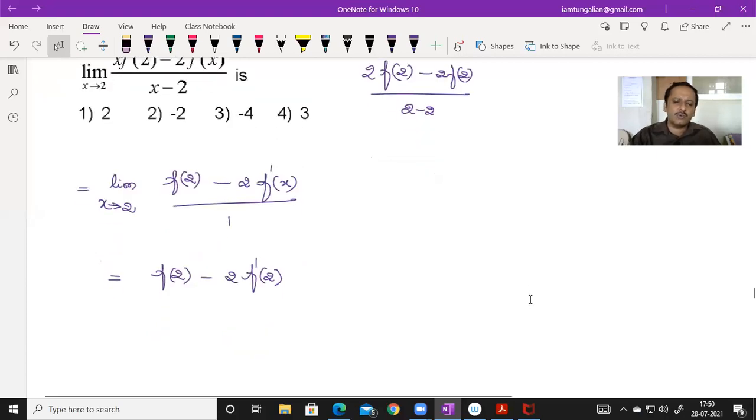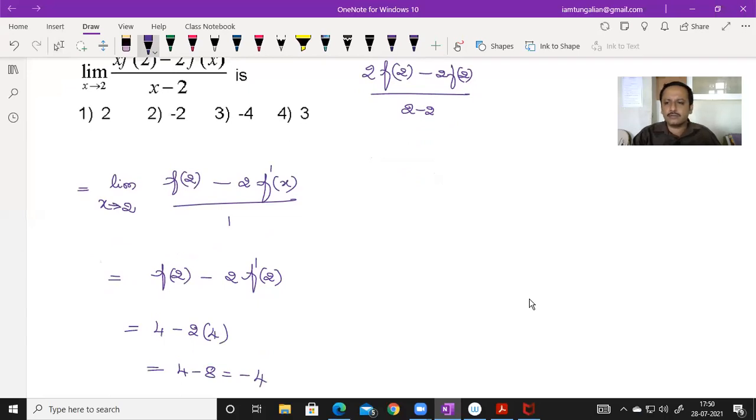Substitute. What is f of 2? 4. f dash of 2 is also 4. So that will give you 4 minus 8, which is equal to minus 4. Okay. Minus 4. That is the third option. Is the correct answer.